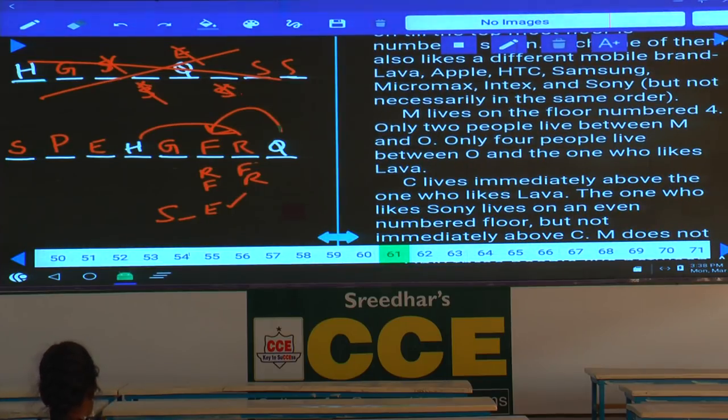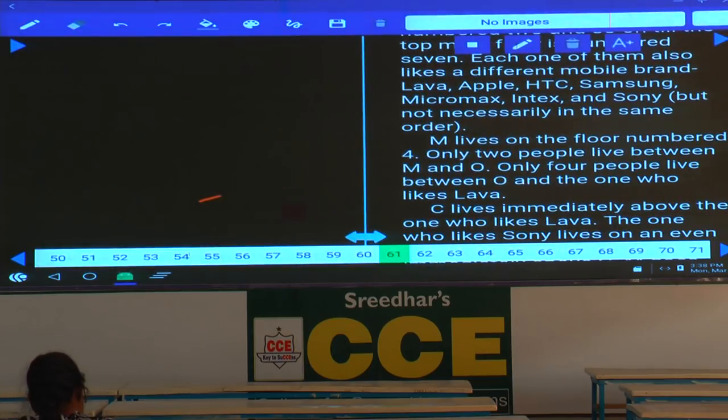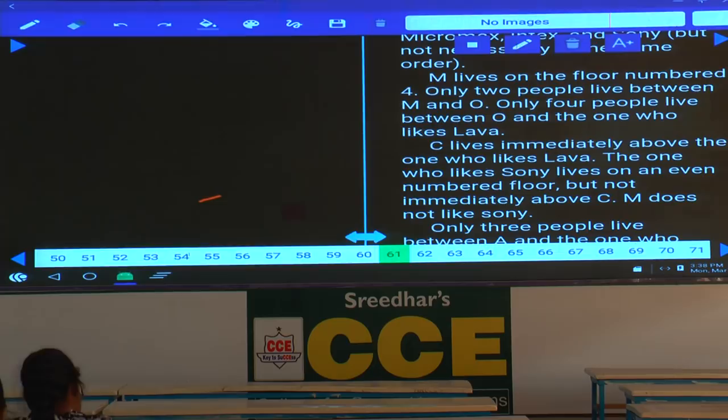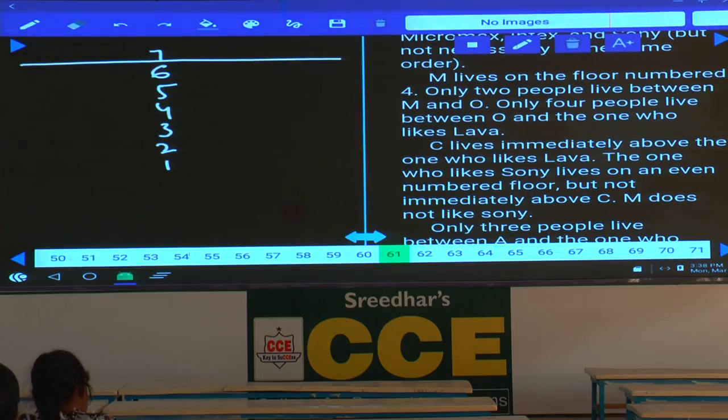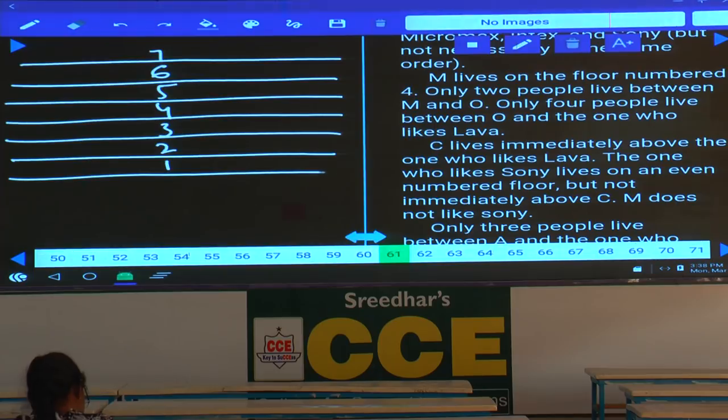7 persons living on 7 different floors, isn't it? And they like different brands of mobiles. Now we need to identify who is staying on which floor and the brand they like. Now floors were given. Hence, whenever the floors are given, fix the floors at the center. 7, 6, 5, 4, 3, 2, and 1. Hence, in total, 7 persons living on 7 different floors. Extend the lines like this, wherein we can work out 2 possibilities simultaneously.